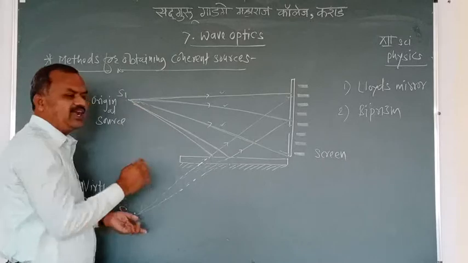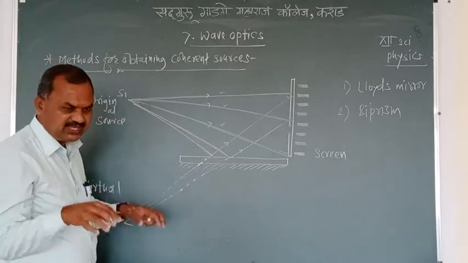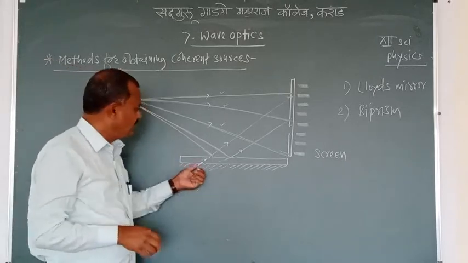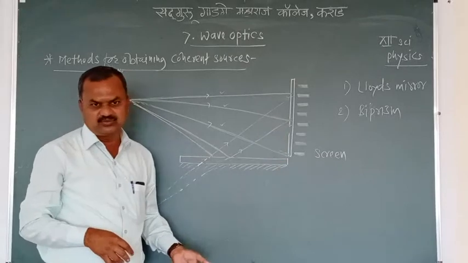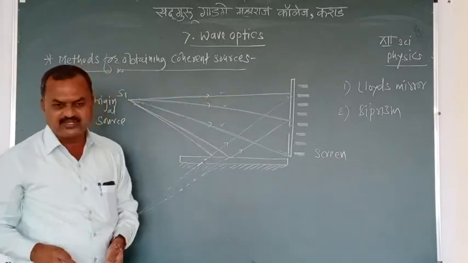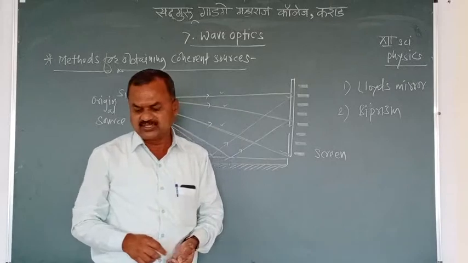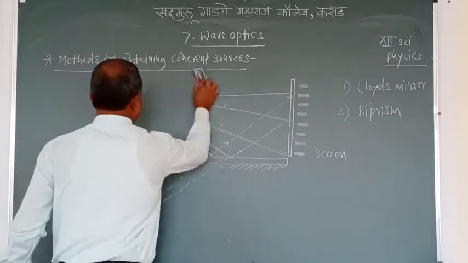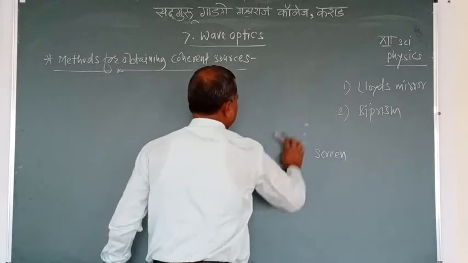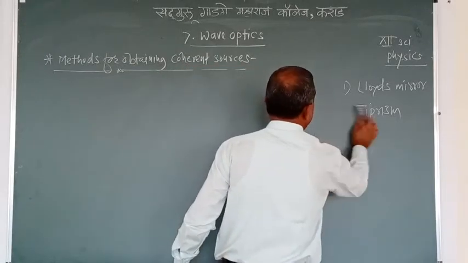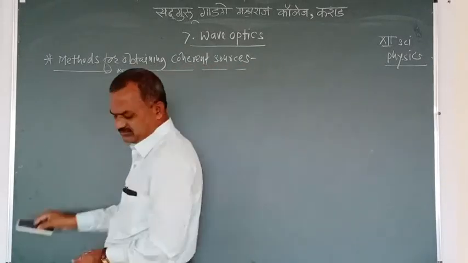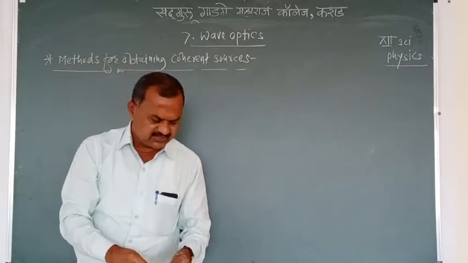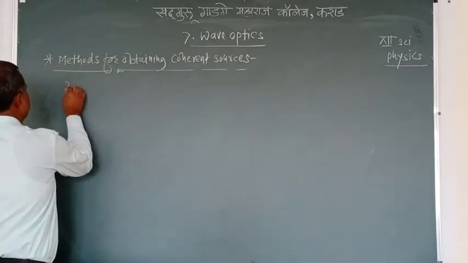These sources act as coherent sources, obtained by means of Lloyd's mirror, to obtain a steady and well-defined interference pattern on the screen. This is the first method for obtaining coherent sources of light, that is Lloyd's mirror. And the second method for obtaining coherent sources is the biprism.